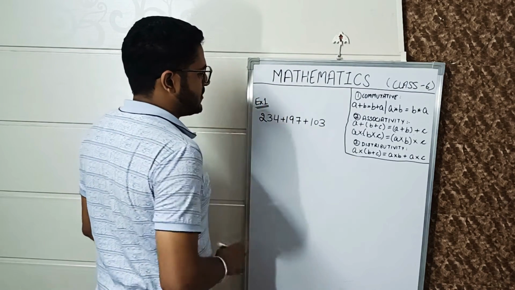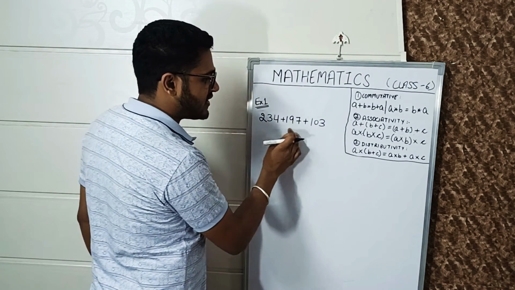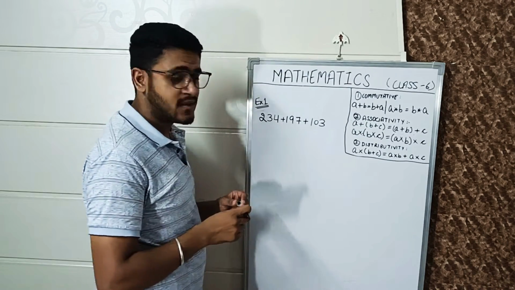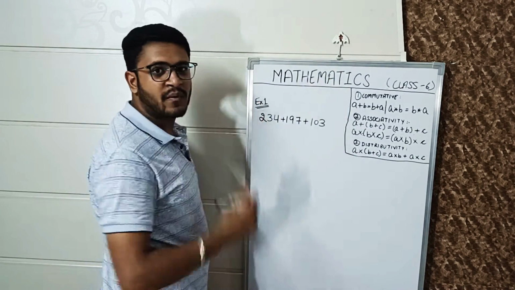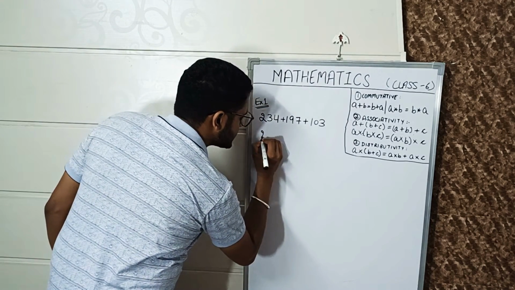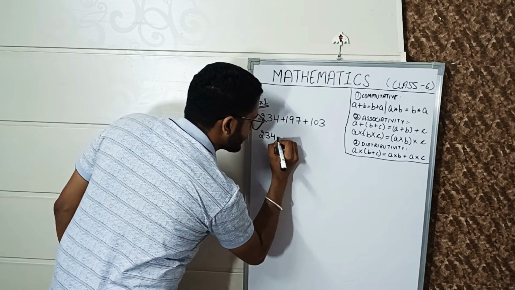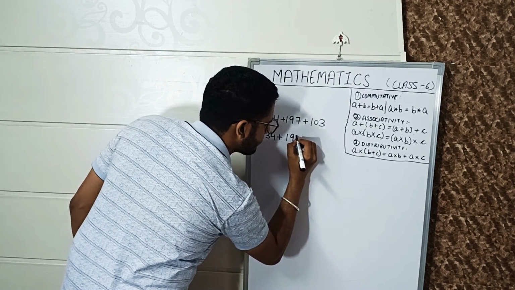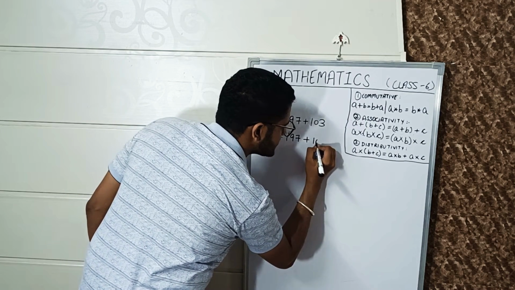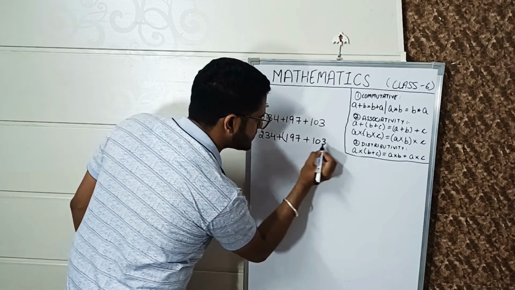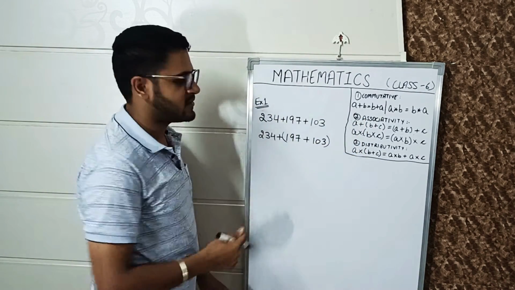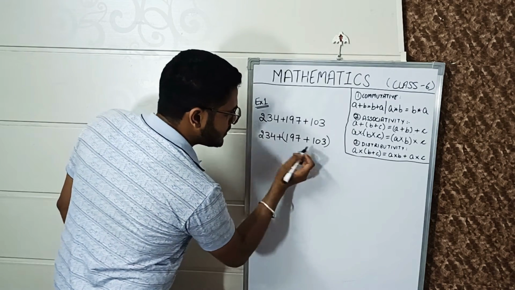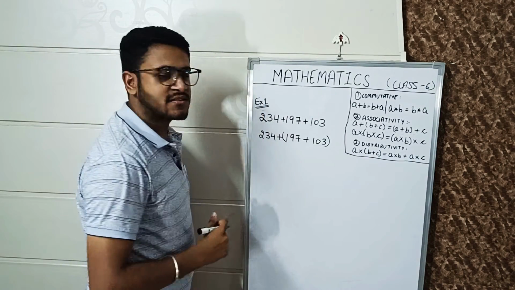Let's see this example. 234 plus 197 plus 103, right? So let's solve this using properties of whole numbers. Let's do one thing. Let's associate these two values, right, using the property of associativity, right? Now let's solve this first.